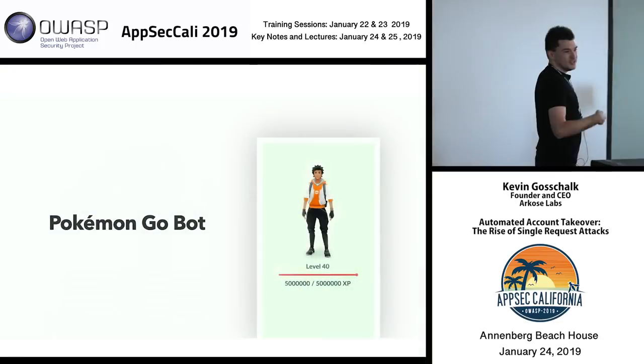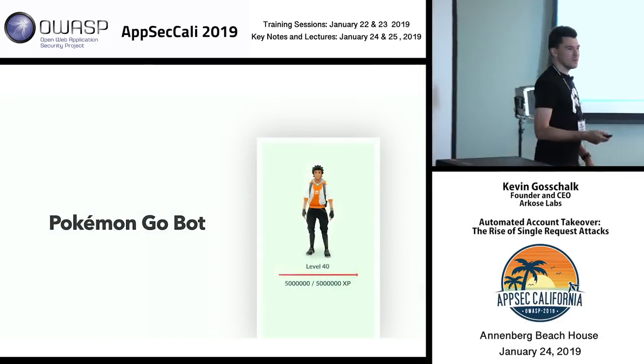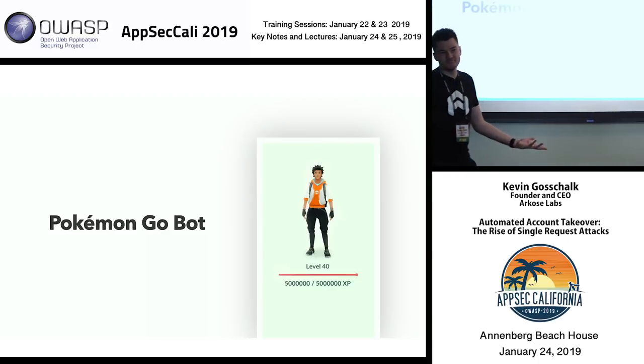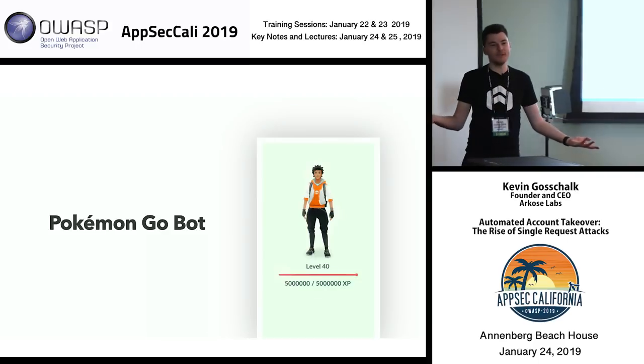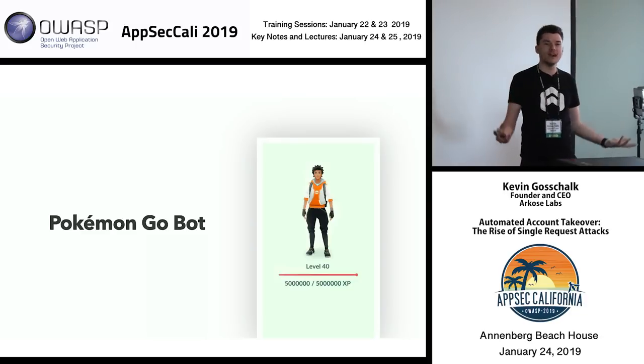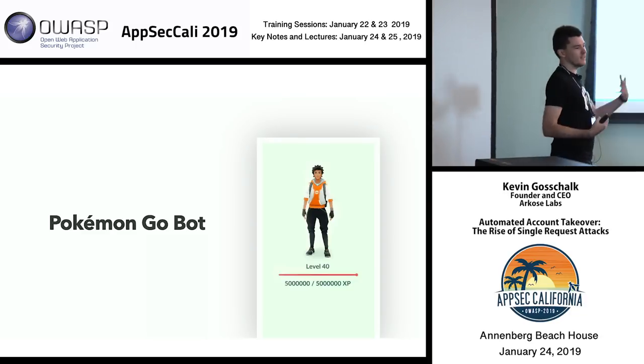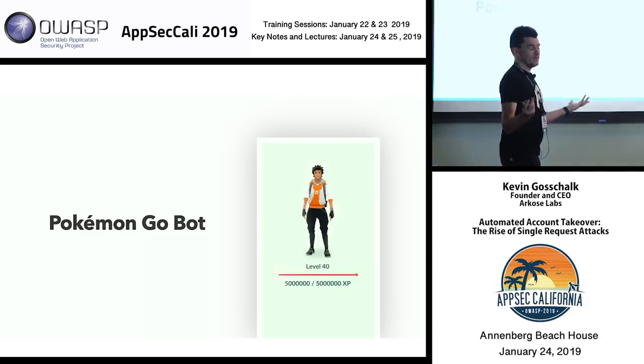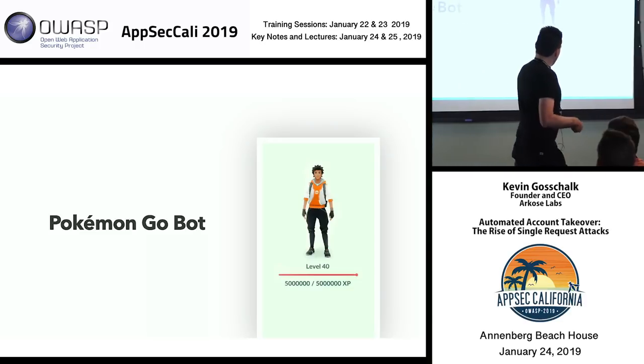So the first player to max level in Pokemon Go was a bot, of course. Makes sense. I mean, they can play 24/7. They can do things humans can't do. They can click things faster. They can play better. They can just keep going through and doing this sort of stuff.